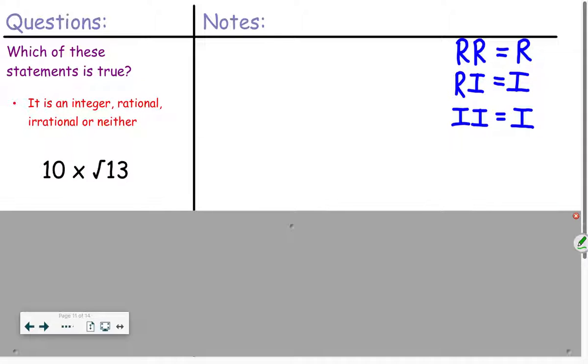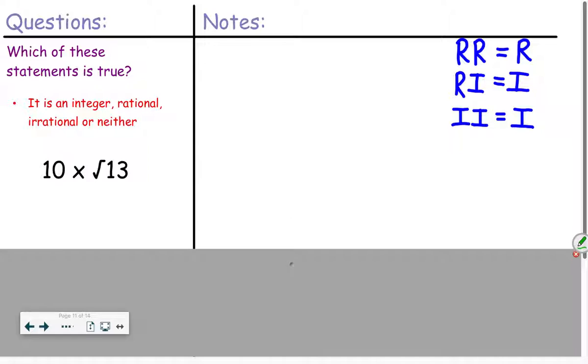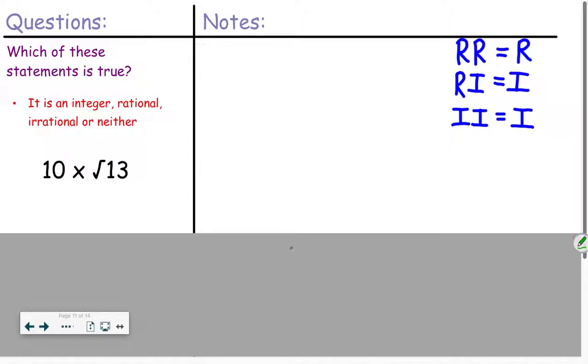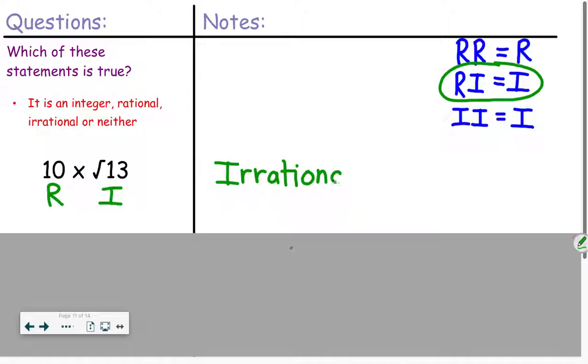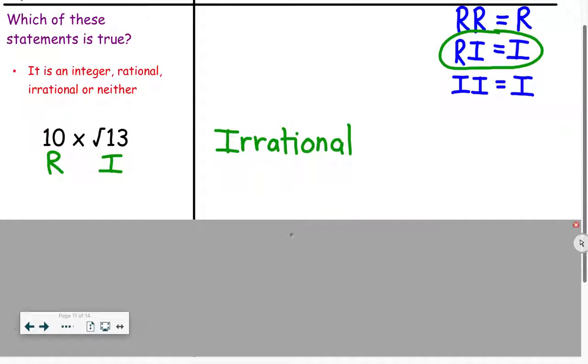So 10 times the square root of 13. Well, you have to ask yourself, is 10 rational or irrational? It's rational. The square root of 13 is an irrational because it's not a perfect square root. So a rational and an irrational make an irrational. So our answer is going to be irrational. So notice how we didn't actually do any math there. We didn't figure out what the square root of 13 was and then times it by 10. All we did was identify what kind of numbers they are.